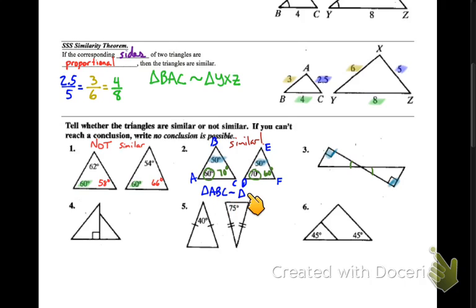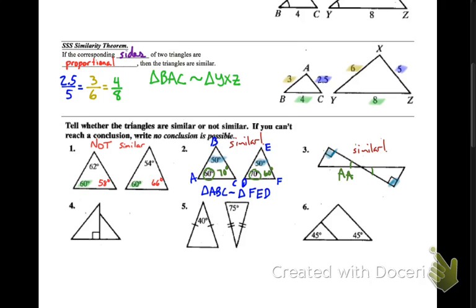So angle A corresponds with angle F. Those are the two that are 60 degrees. Angle B is corresponding with E. So triangle ABC corresponds with FED. If you're not careful, you'll mess that up.